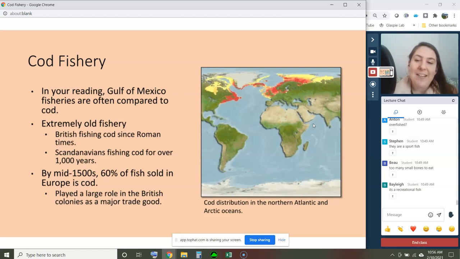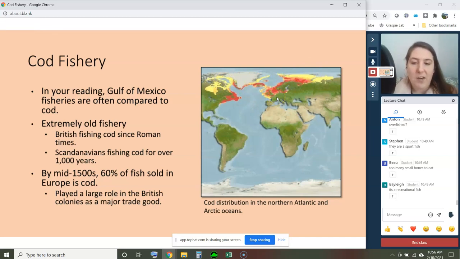So in your reading, the Gulf of Mexico fisheries are often compared to cod. Your reading doesn't go over the end of the cod fishery, but we'll go over it in these slides. The cod fishery is an extremely old fishery. The British have been fishing cod since Roman times. Scandinavians have been fishing cod for over 1,000 years. You can see here the cod distribution. It's largely in the North Atlantic and the Arctic seas, so it makes sense that this is a British and Scandinavian favorite.